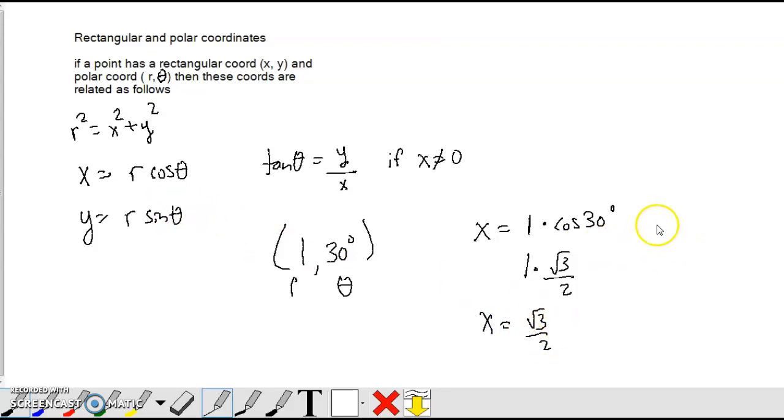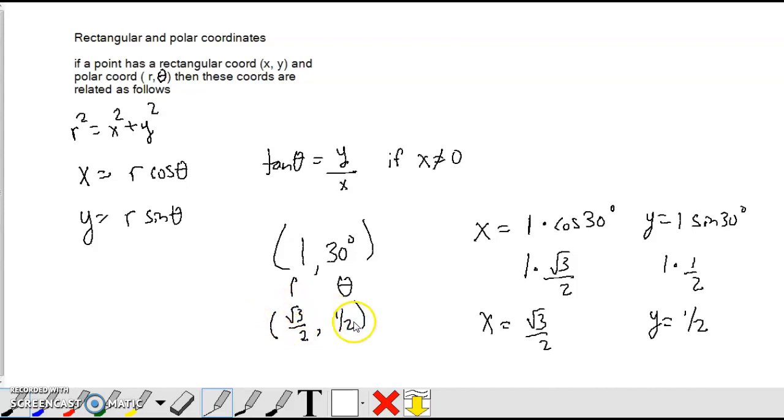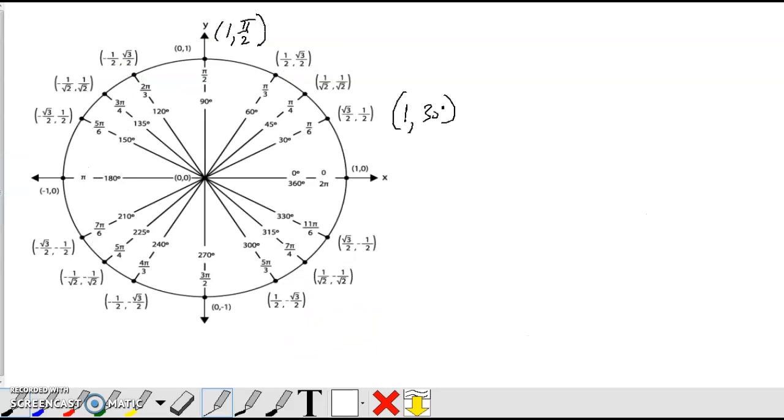I can do the same thing for my y. So y is equal to 1 times the sine of 30 degrees. This will be 1 times 1/2, and the 1/2 times 1 just stays as 1/2. So this is my polar coordinate, which means that my rectangular coordinate is this point, root 3 over 2 and 1/2, which is the point that we have been using. Again, our radius for this problem has been 1.